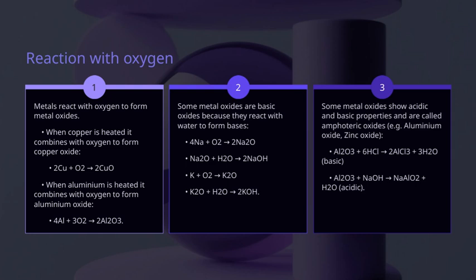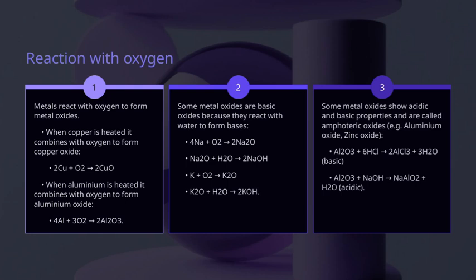On the other hand, aluminium oxide also reacts with hydrochloric acid, HCl, to produce aluminium chloride, AlCl3, and water, and this reaction is classified as basic. Now, some metal oxides are interesting because they can behave as both acids and bases. They are called amphoteric oxides. For example, aluminium oxide and zinc oxide are amphoteric.